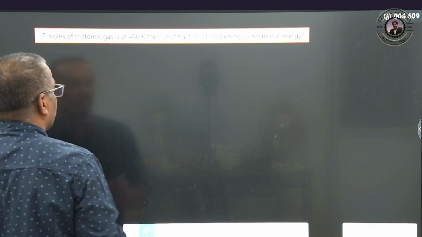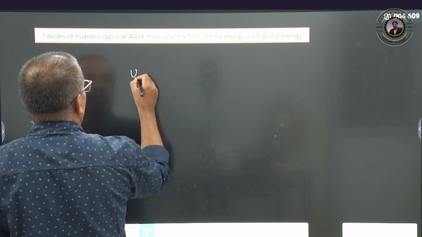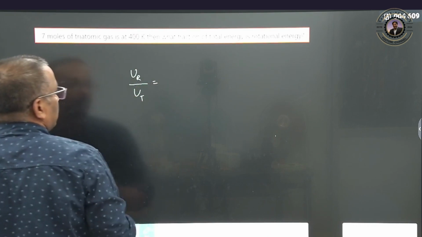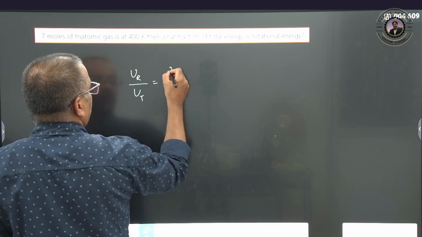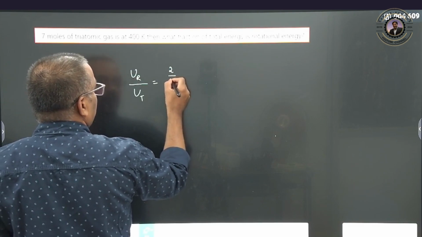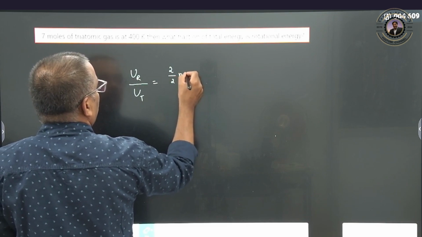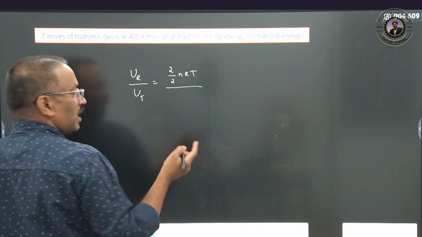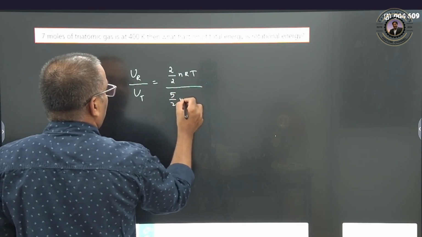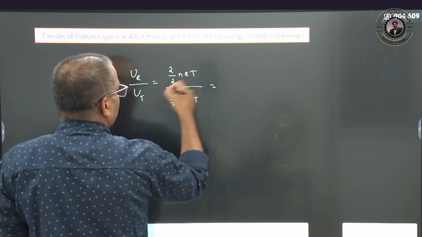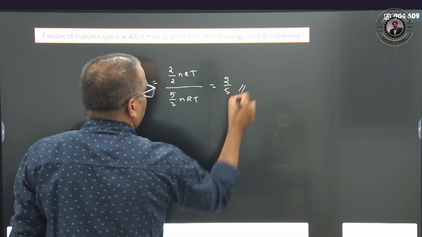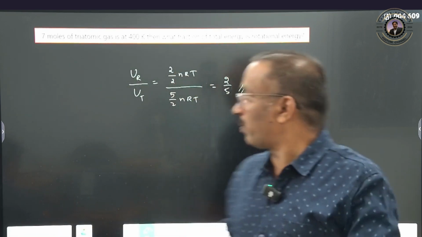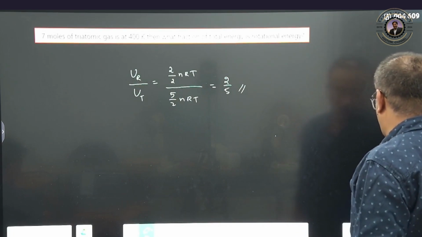Therefore here, total energy due to rotational by total energy due to total one. Rotational kinetic energy is how much now? Degrees of freedom is 2, so 2 by 2 nRT, divided by total one, rotational plus translational, 5 by 2 nRT. Clear? So this will get cancelled now. Therefore 2 by 5 will be your answer. Clear? Simple one, no? Now let us go for one more question.